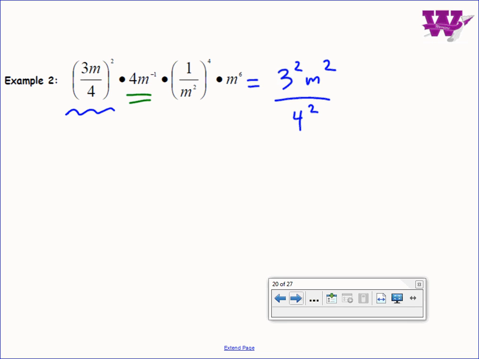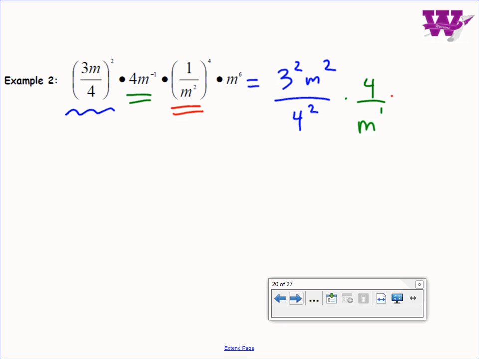Are there parentheses on the green power? No. Who does the exponent apply to? Good. So I leave the 4 just chilling. That's not going to change, that's not going to hop the line and change the sign, but the n is. This becomes n to the first on bottom. Everybody see that? The negative exponent only applies to the m, so that's the only one we're going to hop the line and change the sign on.